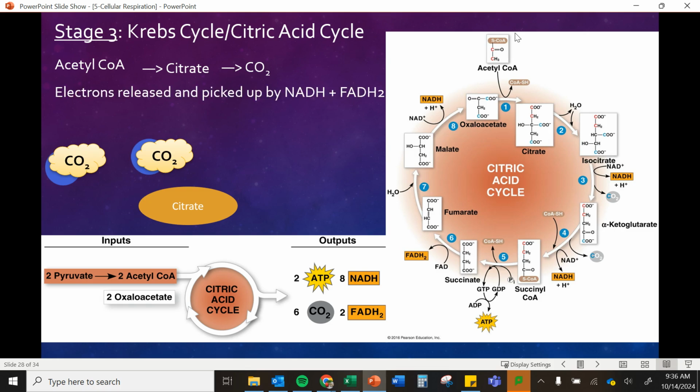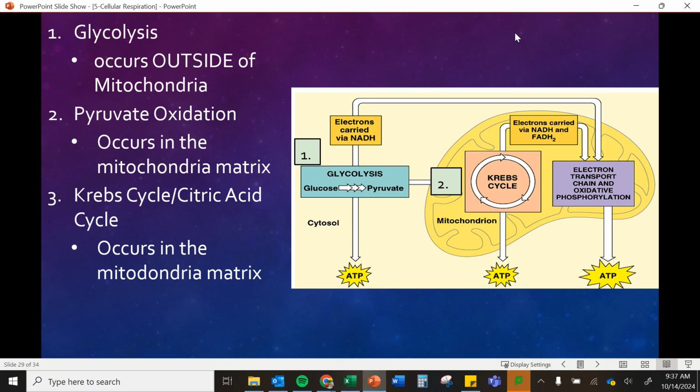Okay, but when it does that, every time it's creating NADH and FADH2. Those electrons from that glucose are getting carried by NADH and FADH2. Okay, and that's the purpose of the citric acid cycle, to crank out a bunch of NADH and FADH2. It produces a little bit of ATP, but we're going to get the majority of our ATP from our last step.